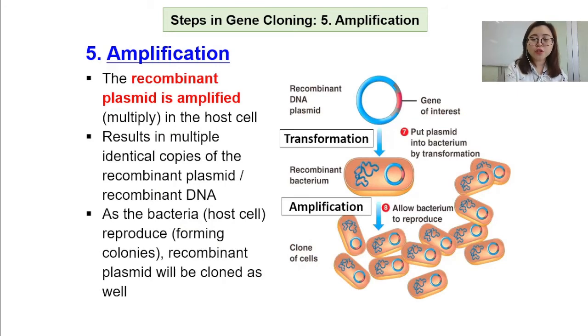Okay, so after we transformed the host cells, we move on to step number 5. Step number 5 is amplification. Amplification is when the recombinant plasmid is amplified or multiplied in the host cell.